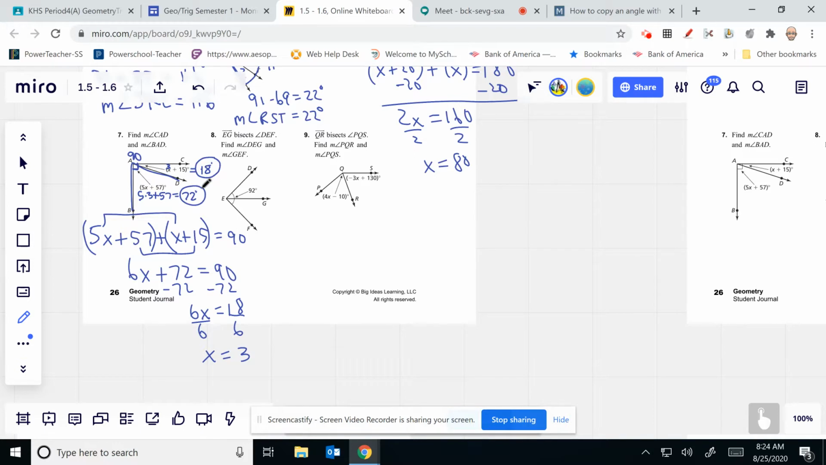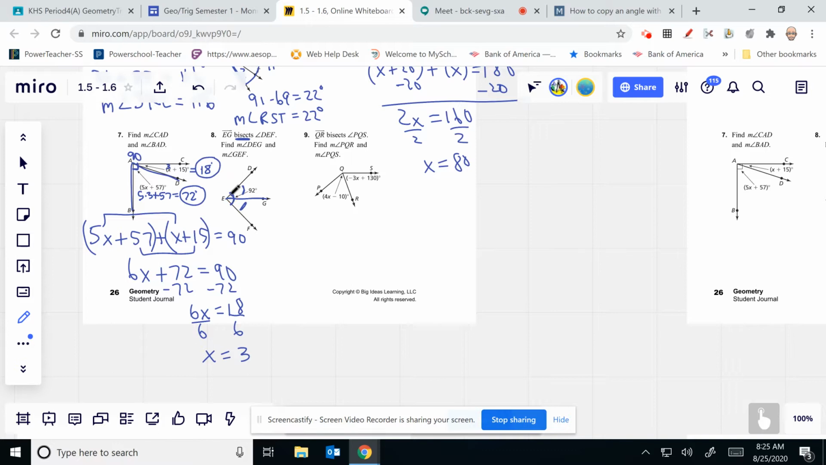So that was 7. 8, the key word or the clue that we need is bisect. Bisect means cut in half. So EG is cutting the angle in half. It's making this angle right here equal to this angle right there. And the whole thing is 92. That's what they're telling us there. The whole thing is 92.